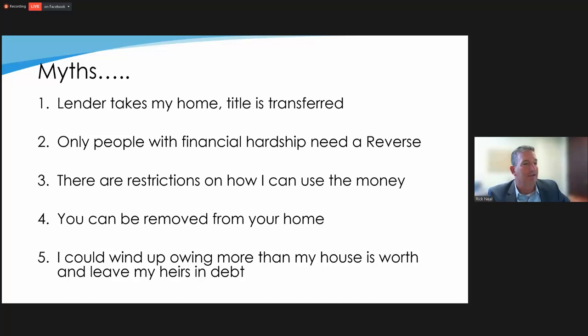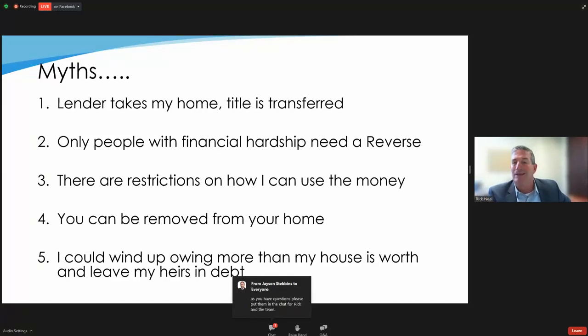The second is only people with financial hardship need a reverse. And this is not just a loan of last resort. Many financial planners are recommending reverse as a sound financial plan. And as an example, a reverse growing line of credit can serve as a cash reserve to tap into as needed, especially in a bear market.